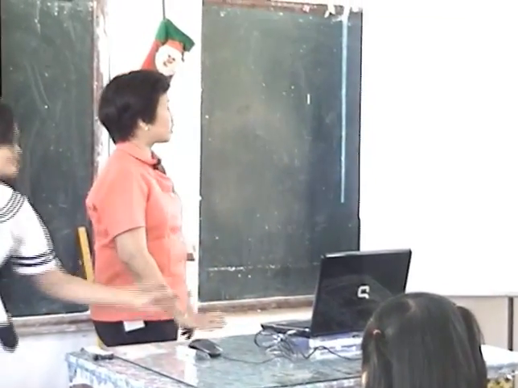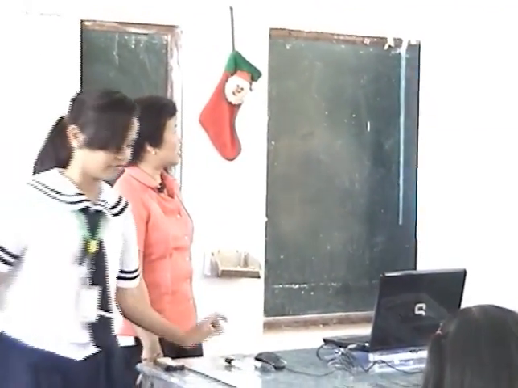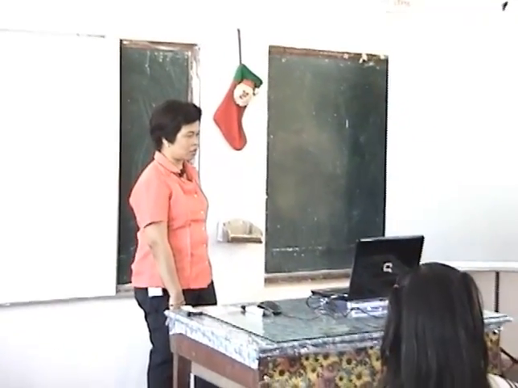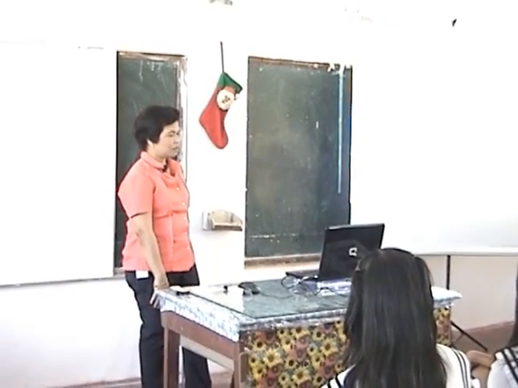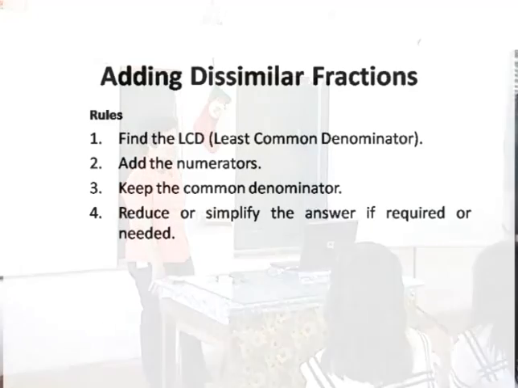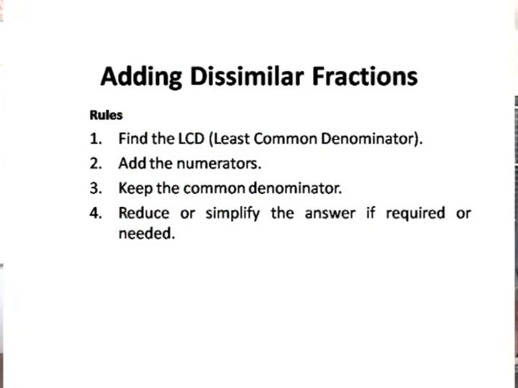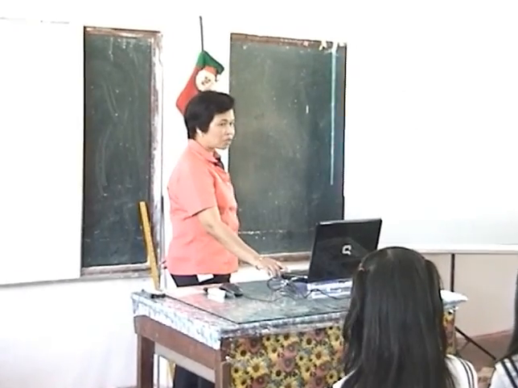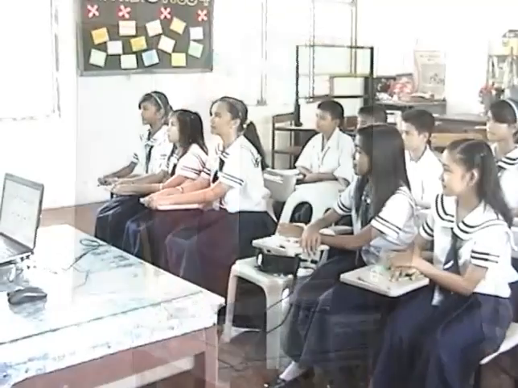Okay. Now let's proceed to the next topic, which is adding dissimilar fractions. The rules are, first, find the LCD or the least common denominator. Second, add the numerators. Third, keep the common denominator. And fourth, reduce or simplify the answer if required or needed. Let me show you examples.